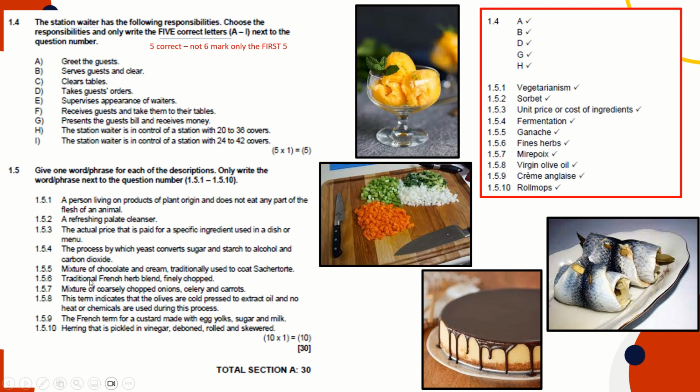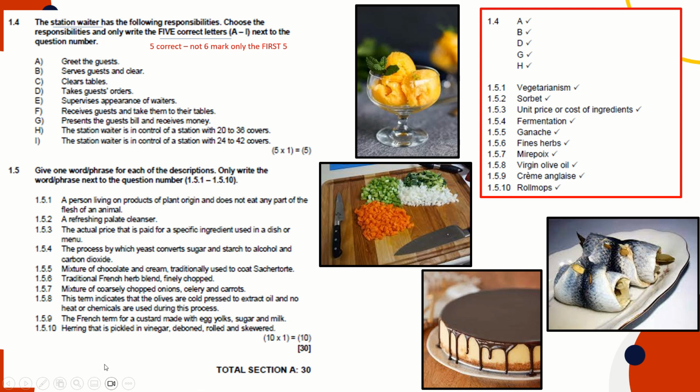Number 7. A mixture of coarsely chopped onions, celery, and carrots. Over here you can clearly see how they do look like. This is known as a mirepoix. Number 8. This term indicates that the olives are cold pressed to extract oil and no heat or chemicals are used during this process. This is known as virgin olive oil. The French term for custard made with egg yolks, sugar, and milk. This is known as a crème anglaise.